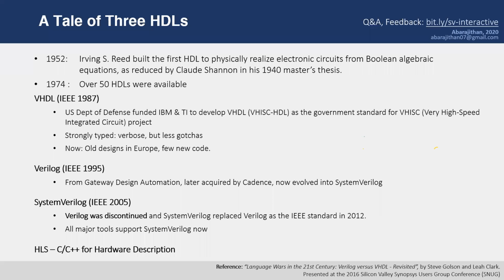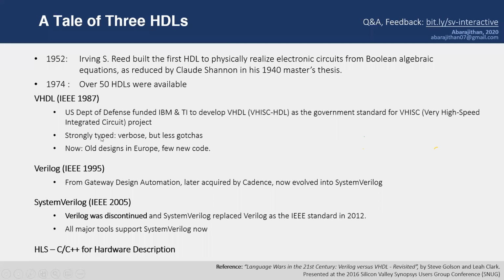Then around 1987, the US Department of Defense started a very high speed integrated circuit project. It was a huge project, and they funded two companies, IBM and TI. They found there were too many HDLs in the market, so they gave money and resources to develop a new HDL, a standard which the entire America can use. These two companies came up with VHDL, which stands for very high speed integrated circuit hardware description language.